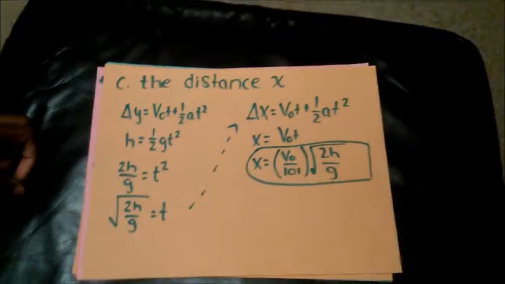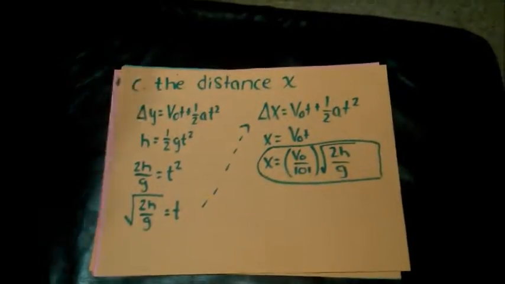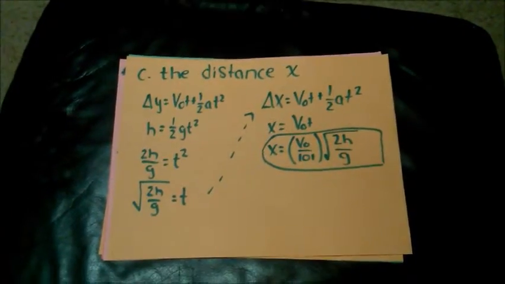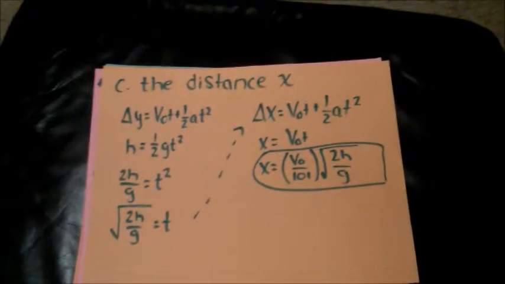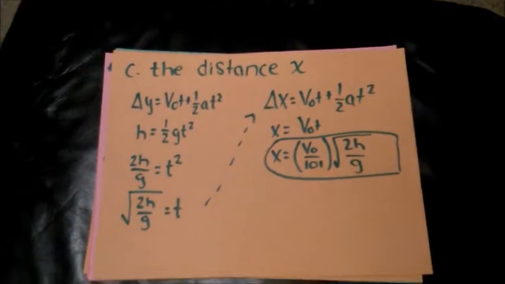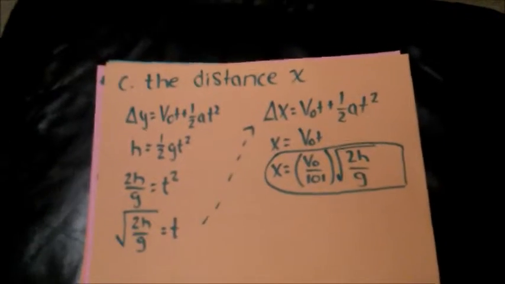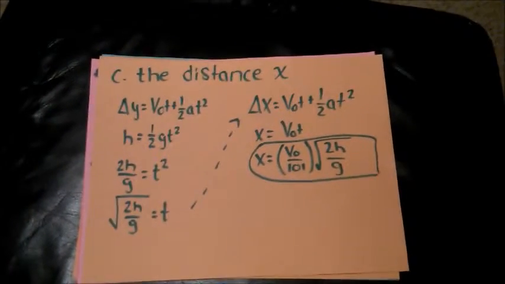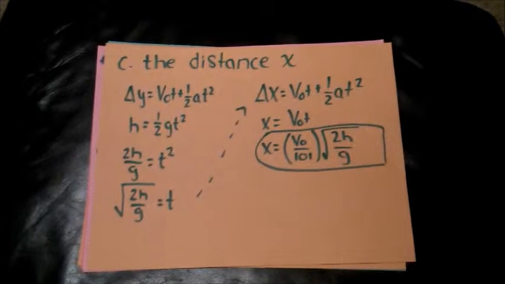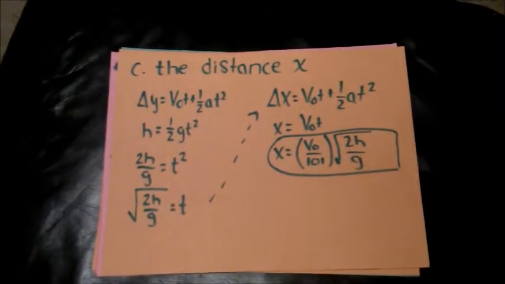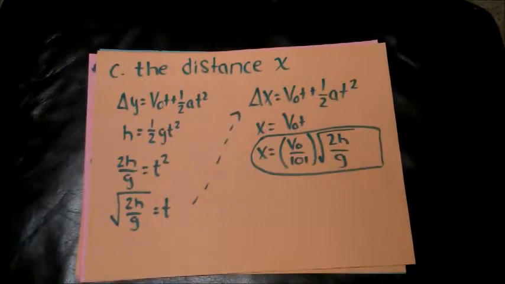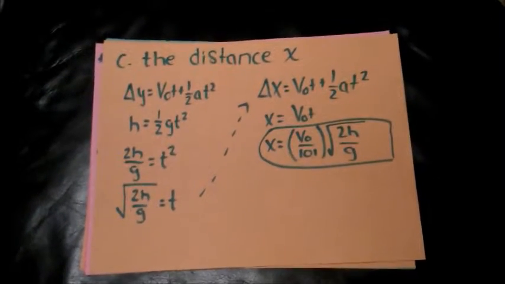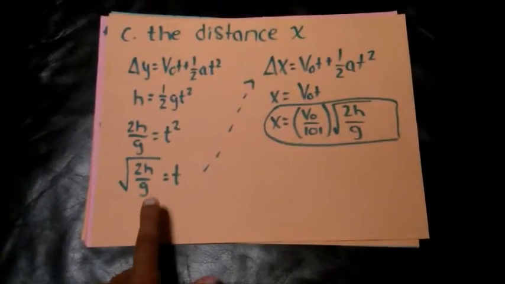The next step calls for finding the distance of x, which you first do by finding time in the y direction, since time in the y is equal to time in the x. Since there's no initial velocity, you plug in your variables and get h equals 1/2 gt squared. Next, you'll divide both sides by 1/2 g, and you'll get 2h over g equals t squared, and you will then get the square root of that as seen here.